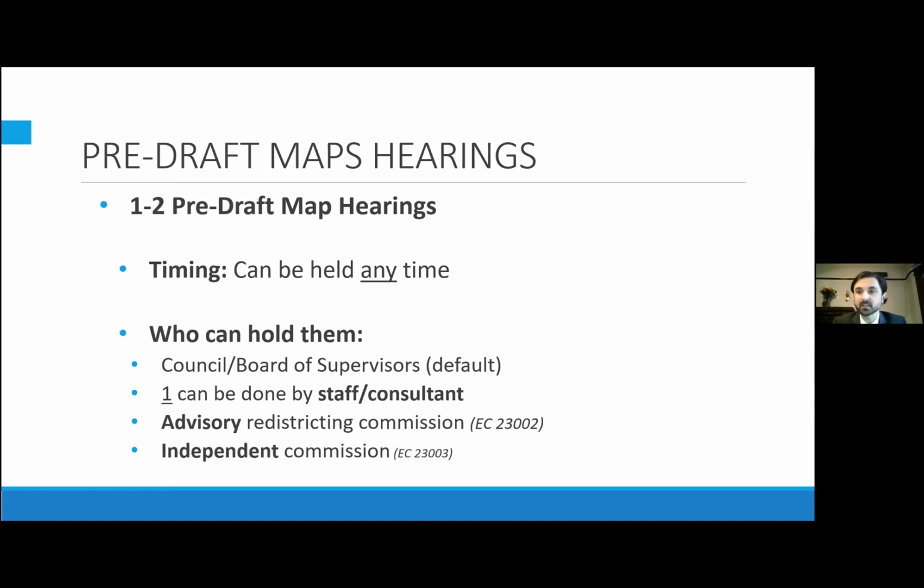Another route is you could set up an independent redistricting commission. An independent commission is different from an advisory commission in that you've fully turned over the redistricting process to that commission.